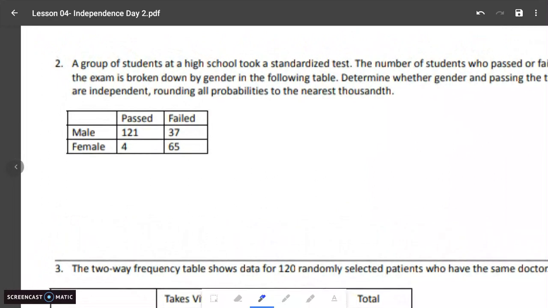So the first thing I would do in this case is get your totals. The total amount of students who passed is going to be 125. The total amount of students who failed is 102. The total number of males who took this test would be 158, while the total number of females would be 69. And when I add either of these totals up, I would end up with 227. So you need those totals just to help you out.